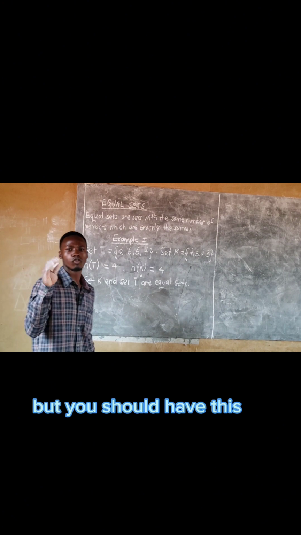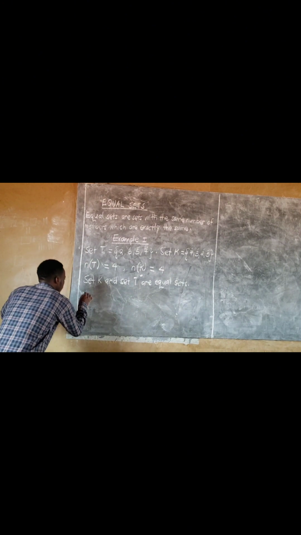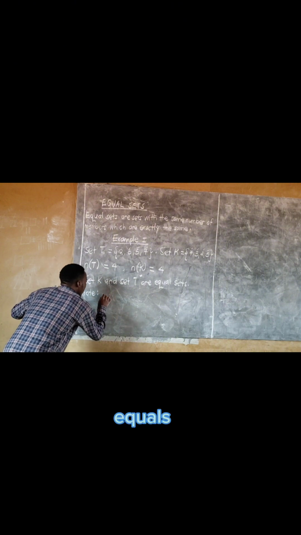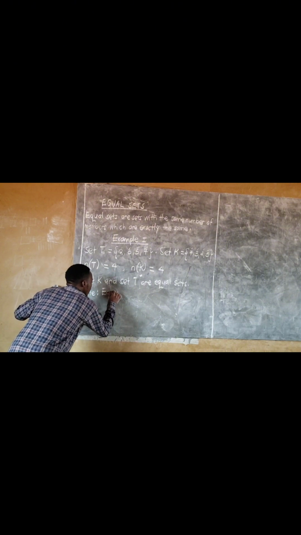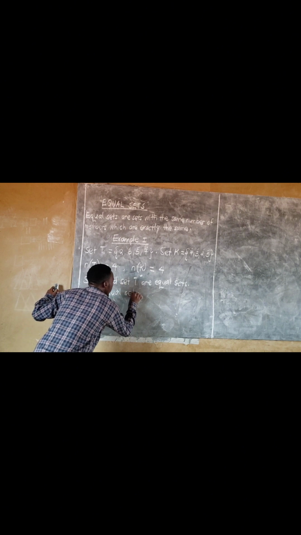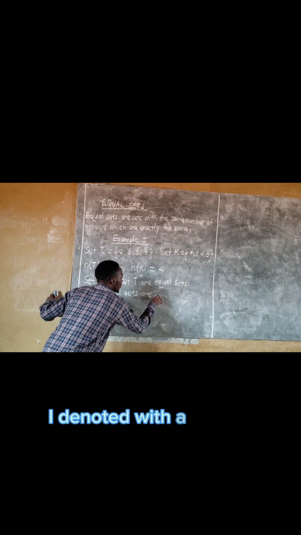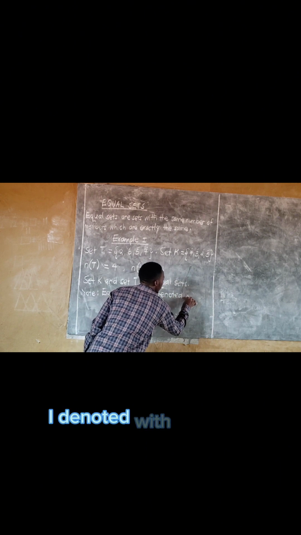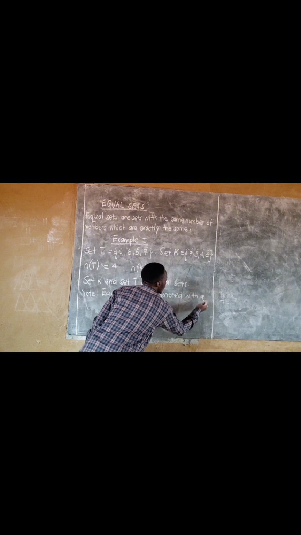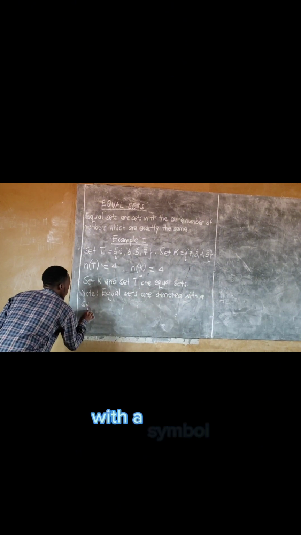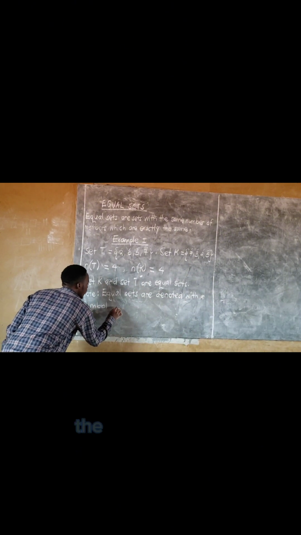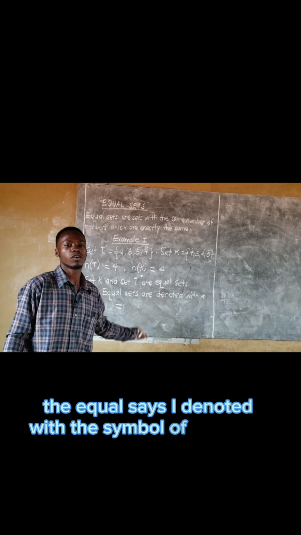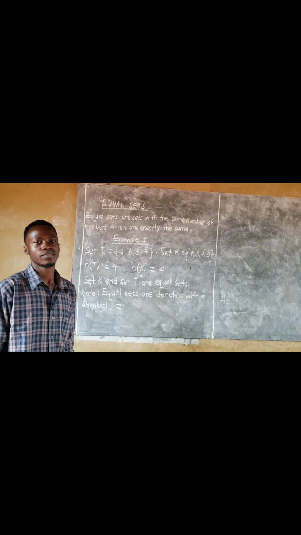But we should have this to note as well. Note: equal sets are denoted with a symbol. The symbol is that. Equal sets are denoted with the symbol of the equal sign.